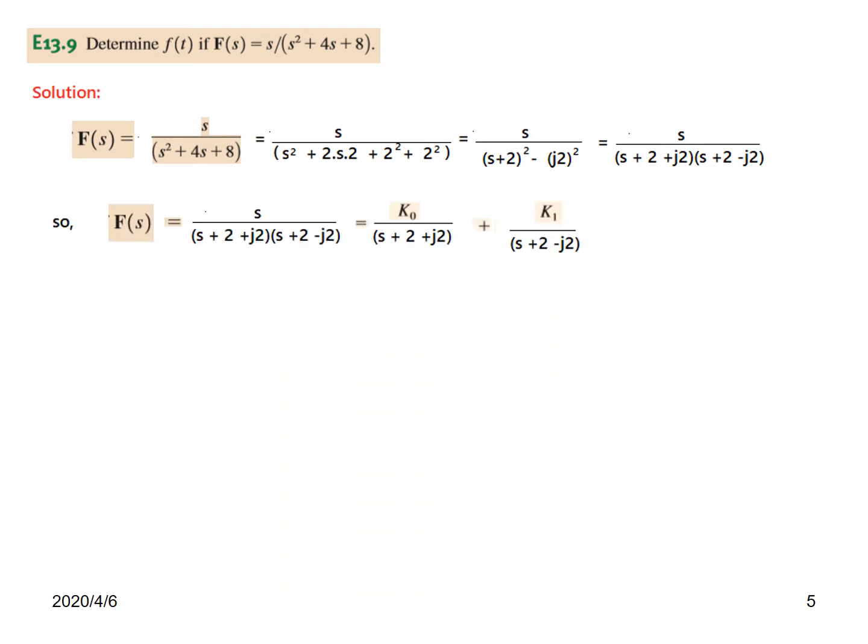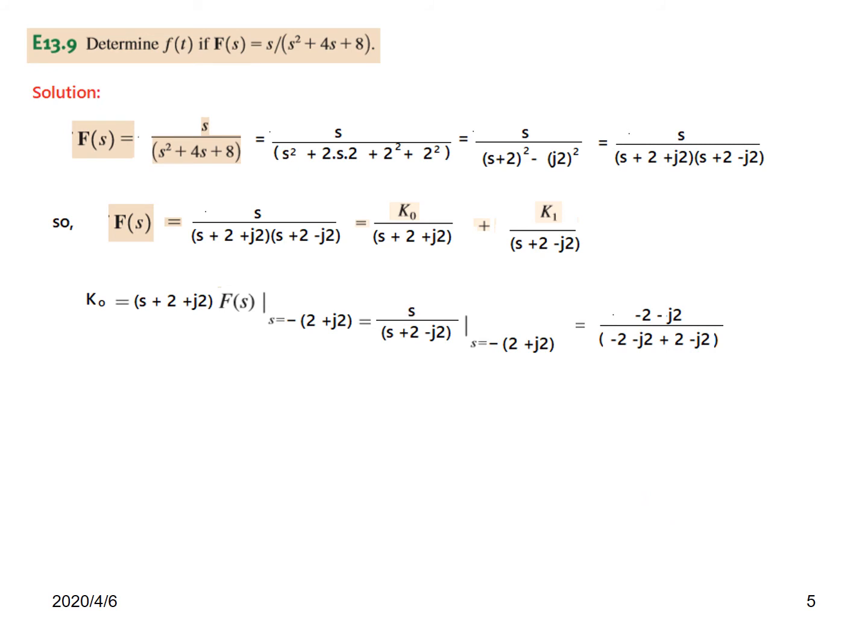And now we assume that the numerator for the first term is k0 and the second term is k1. And as we did in the previous example, we will just follow the same procedure. k0 is the denominator multiplied by F(s), and the condition here is that we put this equal to 0. That means s is equal to minus 2 plus j2 from here. So this is the condition. And now when we multiply by this, we have this term remaining. So it is s divided by s plus 2 minus j2. And we put the condition s is equal to this. Plugging in the values, we get as shown here.